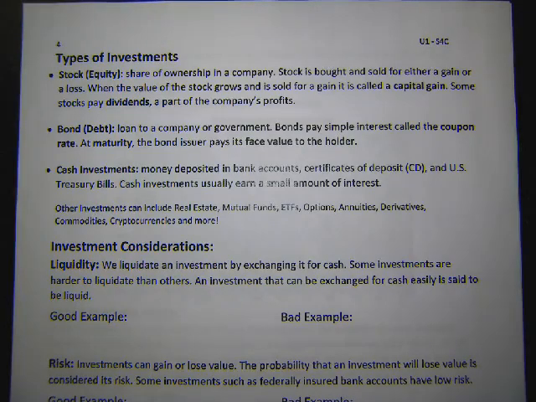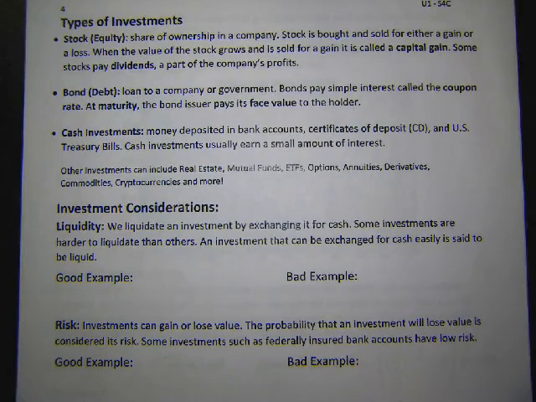Now, when you go to invest, you have to have some big three considerations in your investment. The first one is liquidity. We liquidate an investment when we exchange it for its cash value. So when we sell our stock, or there's actually a secondary market where you can sell bonds, or when you cash in a CD, when you sell your real estate, your property, and you get the cash out of it. That's called liquidating.